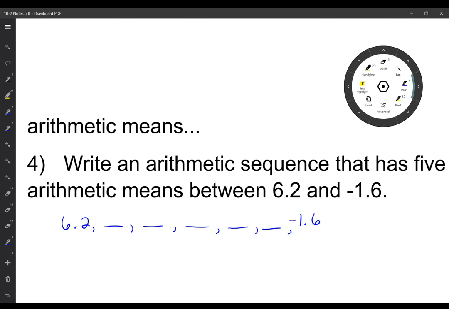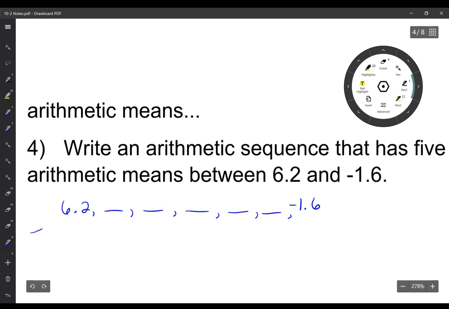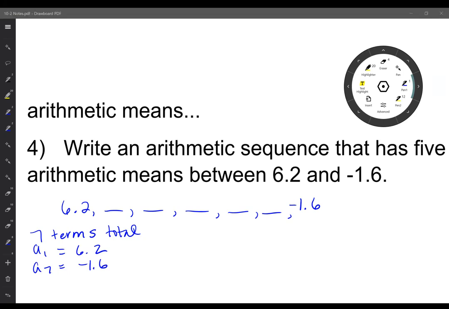I want there to be an arithmetic sequence. So I want there to be 7 terms total. It's going to be arithmetic. I know my first term is 6.2, and my last term is going to be negative 1.6. So our first term is 6.2, last term, A7, is negative 1.6. So really what we need to go from one term to the next and fill in all those blanks is our common difference. And we have not had to solve for that yet.